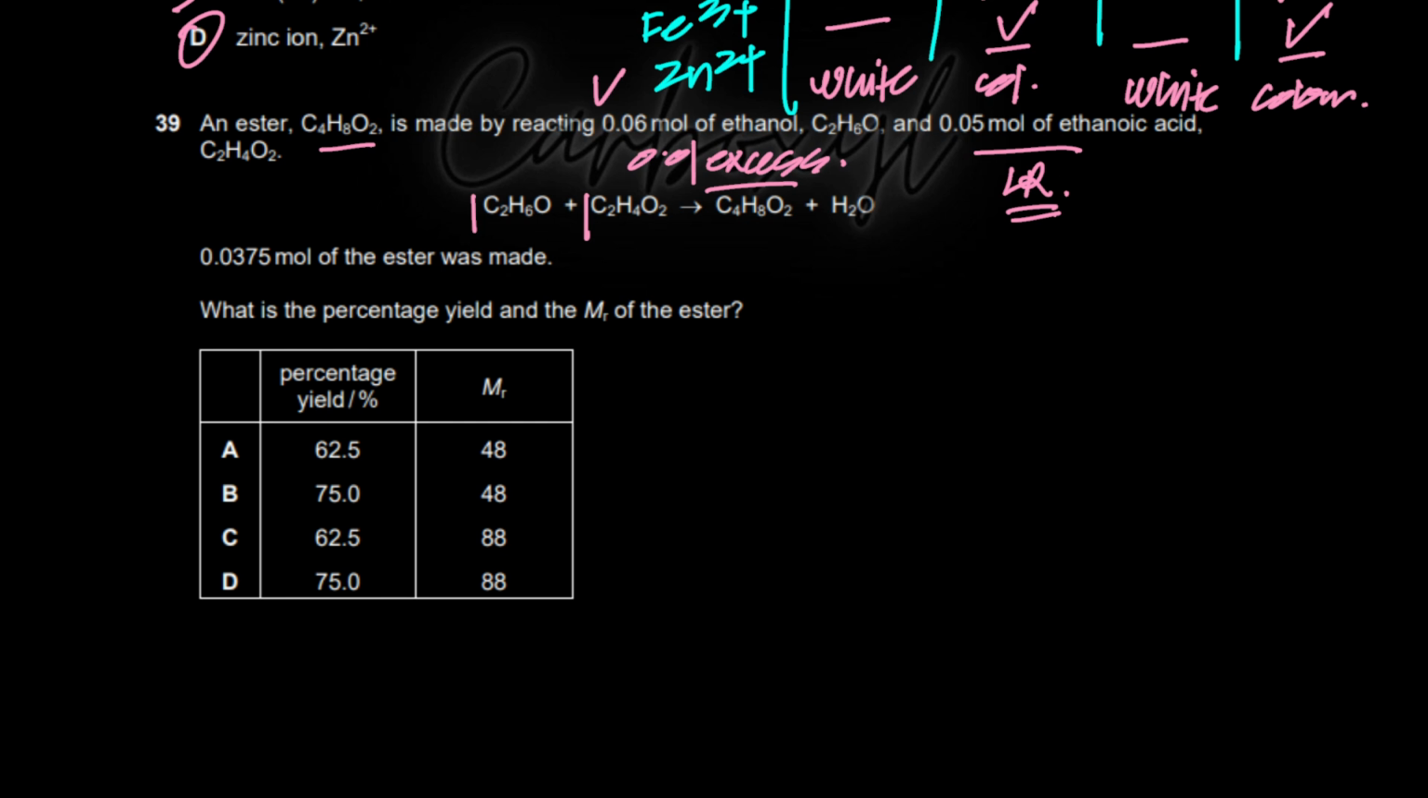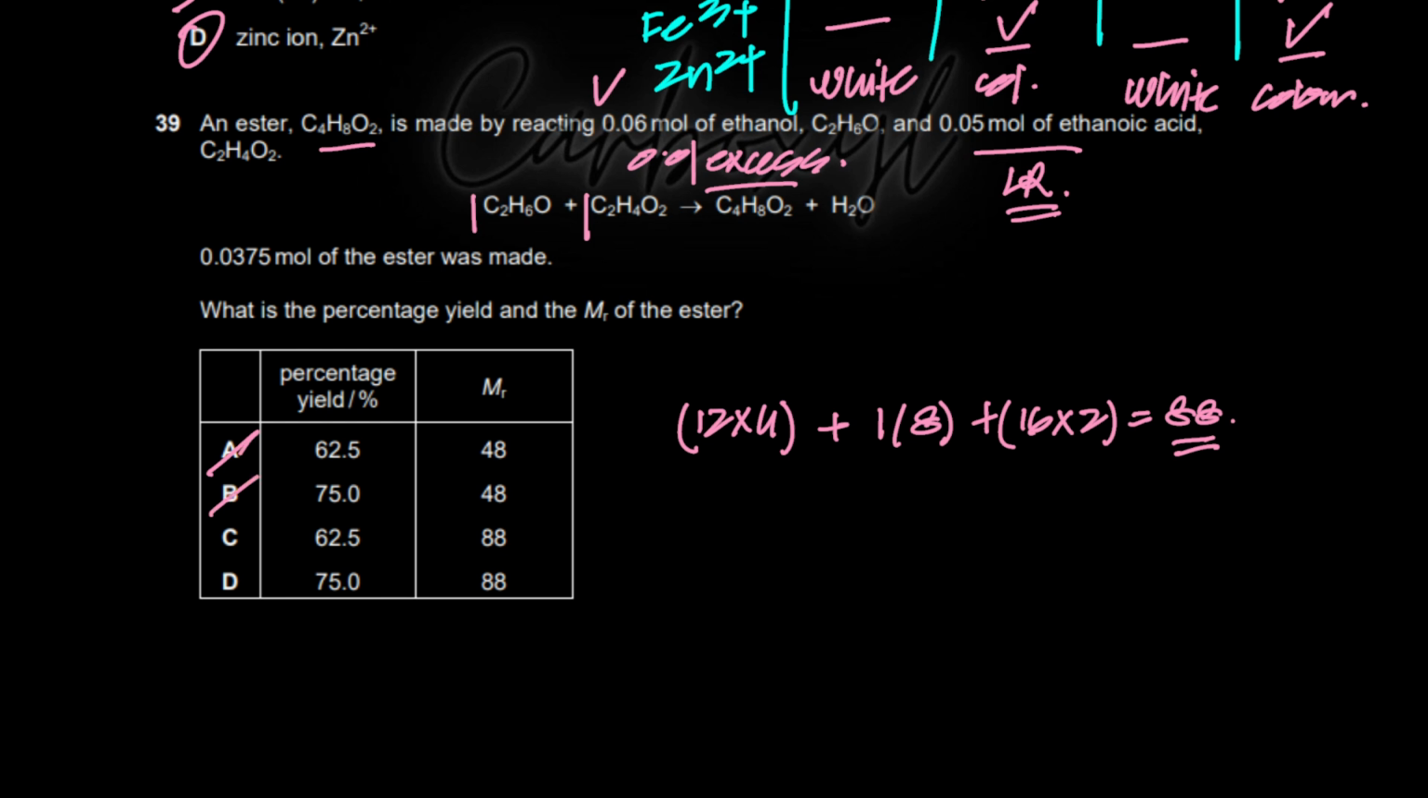You have 4 carbons, so 12 times 4, plus hydrogens, AR is 1, and you have 8 hydrogens, so times 8. Oxygen is 16, times 2 because you have 2 oxygens. If you add all of them, 48 plus 8 plus 32 gives me 88, and therefore A and B are wrong. Now let's calculate the percentage yield.